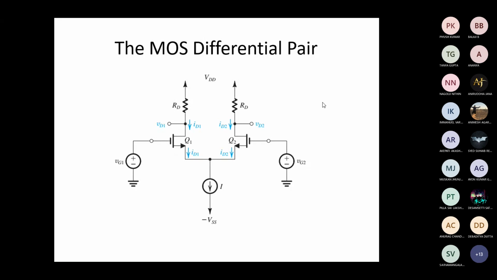So here instead of a constant current source, we can either use a resistance or a constant current source, which gives high output resistance.